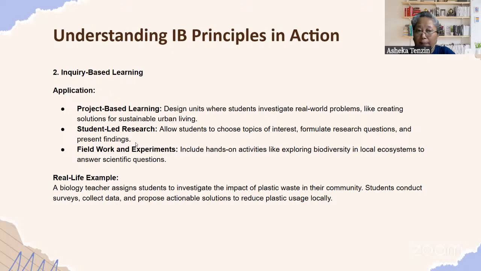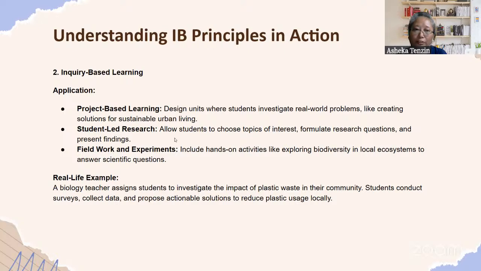Another application could be by allowing students to choose topics of their interest. When the students choose a topic of their interest, you're trying to give them free inquiry. But the theme you can keep common and then ask them, what is your choice of interest? Based on that, you formulate your research question and present the findings. Now, this happens mostly when the students do PYP exhibition.